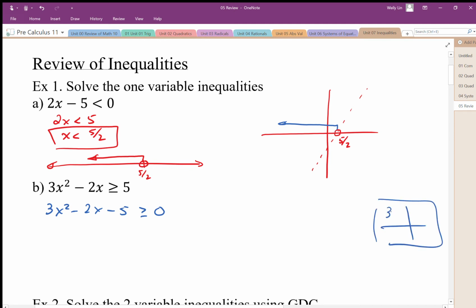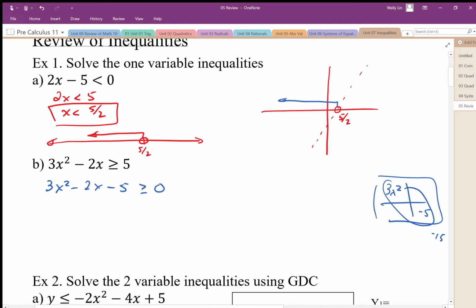So I have 3x squared, negative 5. So that becomes negative 15x squared. And so we're looking at two numbers that multiply to negative 15 and add to negative 2. Well, that's going to be negative 5 and positive 3. So we end up with 3x minus 5 and x plus 1.